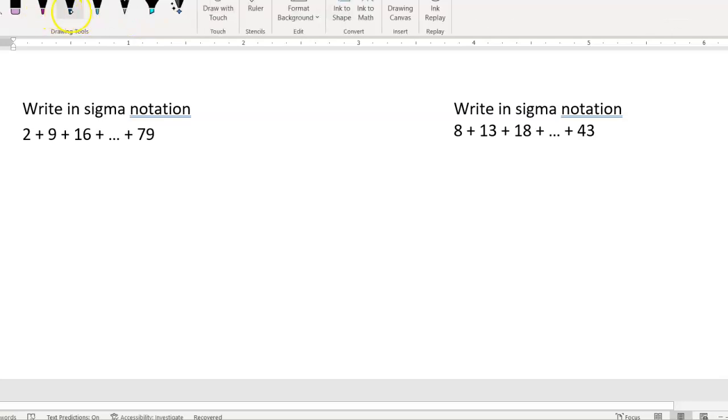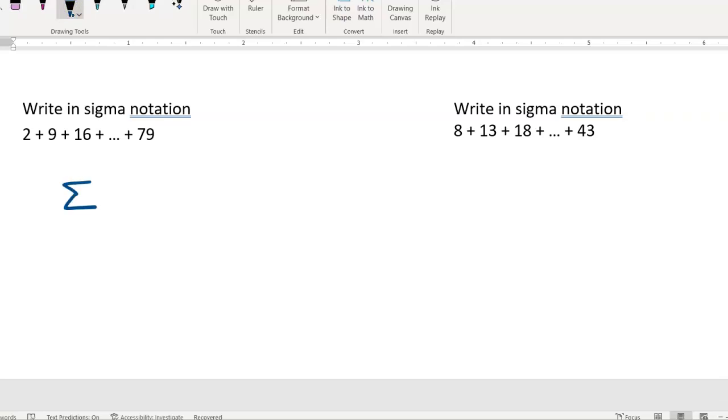So I'm going to start with my sigma notation. To get this in sigma notation, we're going to start with this Greek letter sigma. And then down here, we can just write that we're going to start with our first term. But again, what I don't know is how many terms there are, and I don't know the explicit formula. So those are the two pieces I need to figure out in order to get this in sigma notation.